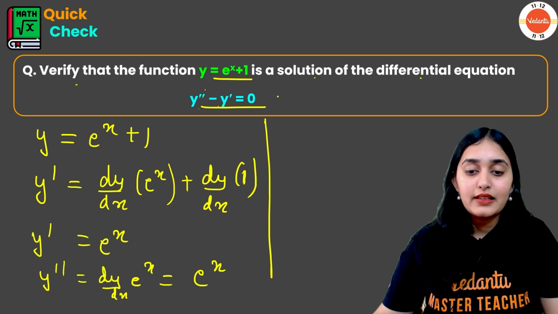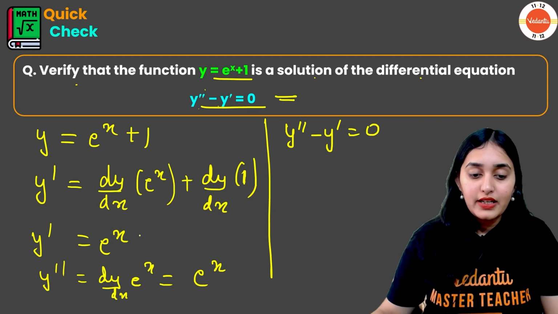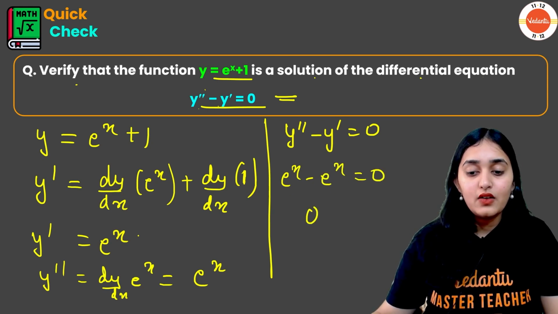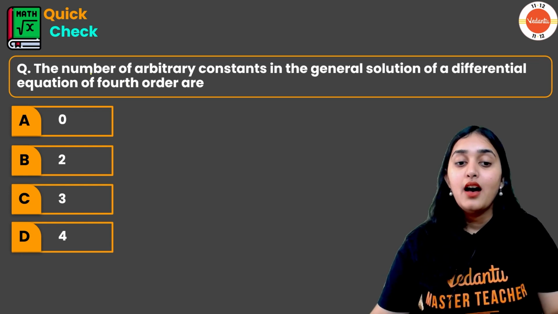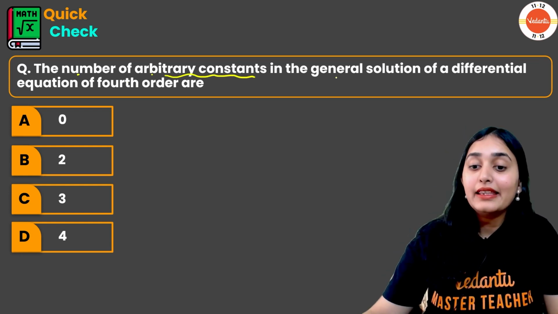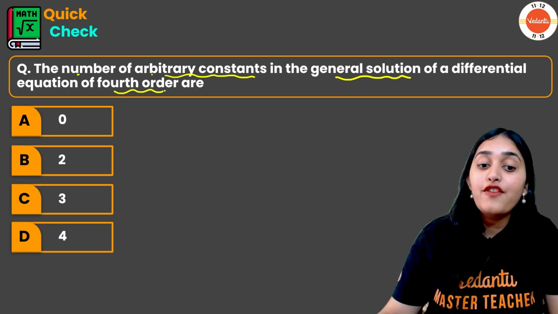Now the question is asking, just put the values here. Y double dash minus y dash is equal to 0. So what is y double dash? E to the power x. What is y dash? E to the power x. Is it 0? Yes. LHS equals RHS. Proved.